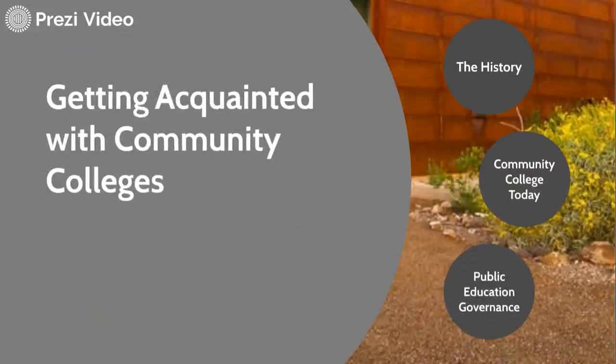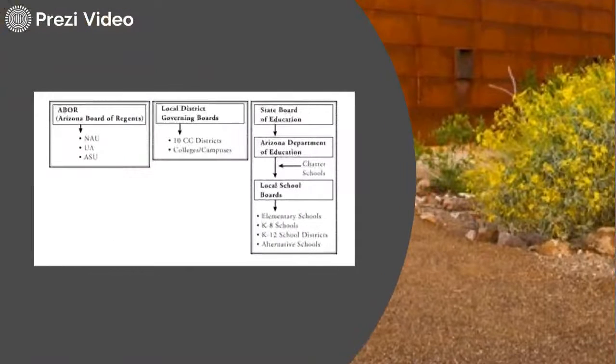Moving forward to public education governance, this little chart shows us that community colleges are governed by their own board. Each member is from a different district in Arizona, and they are completely separate from the 3 public in-state universities and from the K-12 State Board of Education.